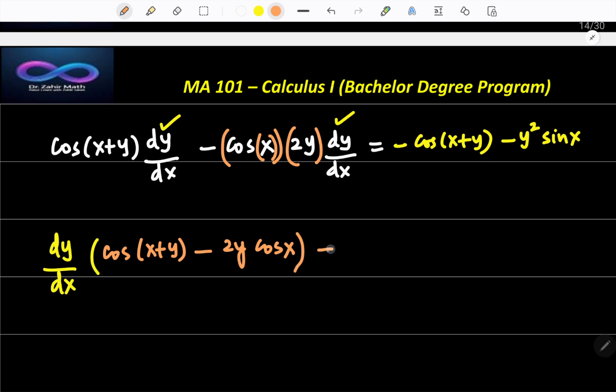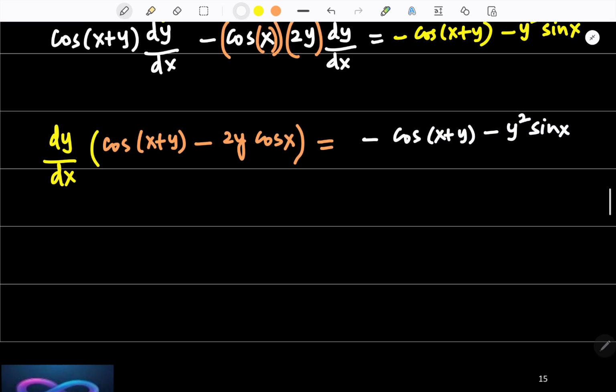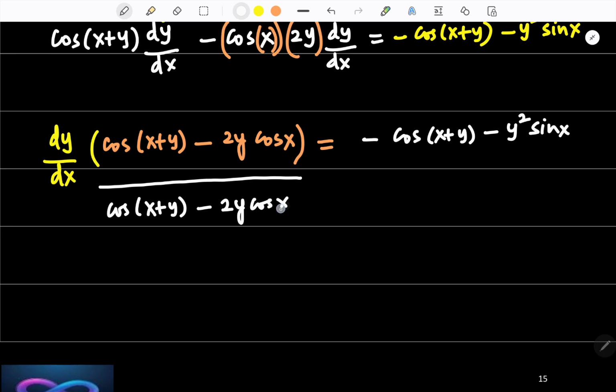Right. So this equals the other side. What is that? The other side is negative cosine of x plus y minus y square sine x. Okay. Now what we are going to do? We are going to divide by this term. What is that? Cosine of x plus y minus 2y cosine x. Divide by cosine of x plus y minus 2y cosine x.